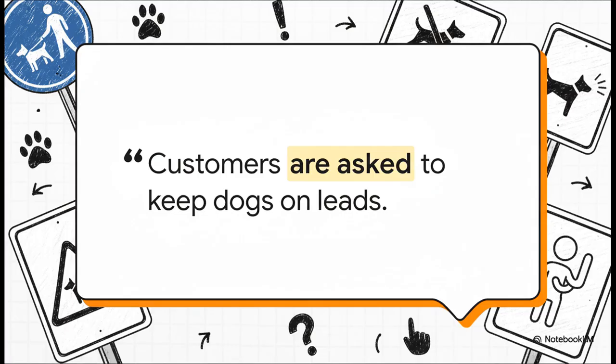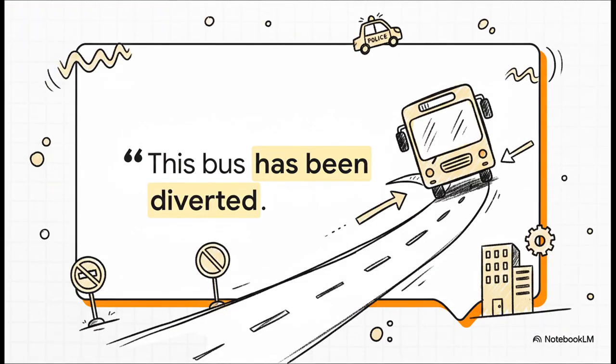Now that you know about it, you're going to start seeing the passive voice everywhere, especially on signs and in official rules. When a sign says, "Customers are asked," we don't really care who is doing the asking. The manager? The owner? It doesn't matter. The important thing is the rule. It just makes it sound polite and formal. Here's another one you might see or hear. This bus has been diverted. Again, who diverted it? The driver? The police? We don't need to know. The most important piece of information, the part that matters to us, is that the bus route has changed.